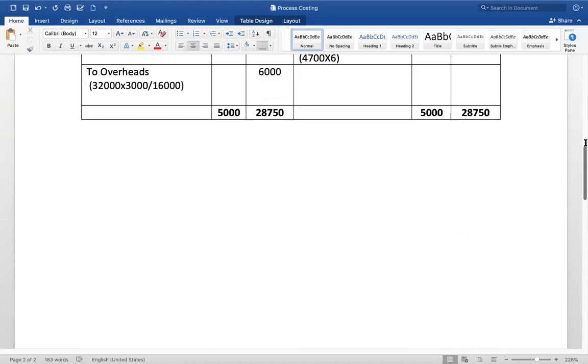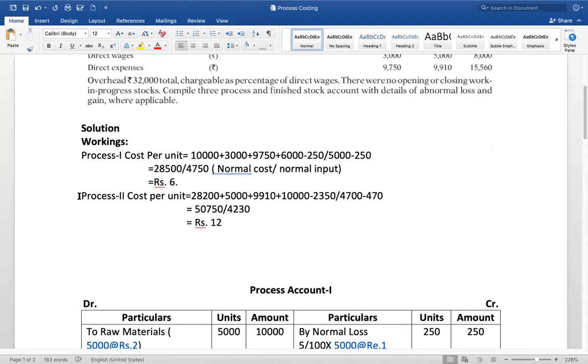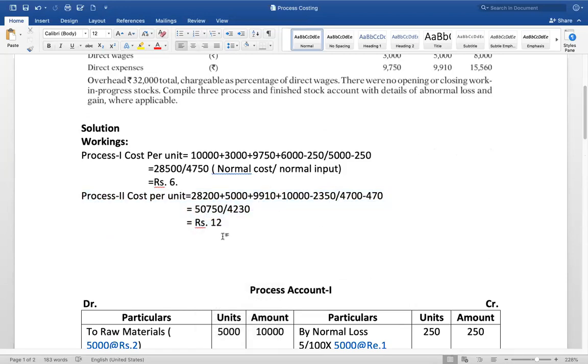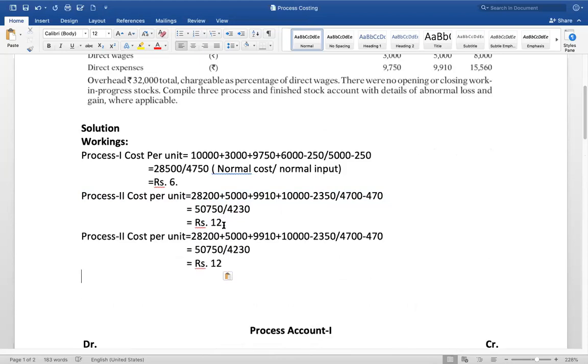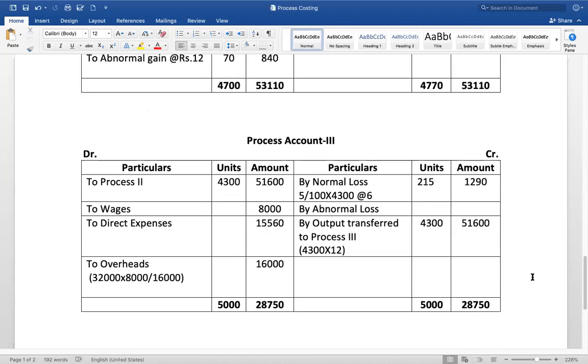Then we'll do the same working here. Same thing we'll do here. The process of calculating per unit cost is the same, and only thing is we're doing it for process 3. Cost per unit is equal to... All this we remove, and we'll take what is the process 2 cost: 51,600.